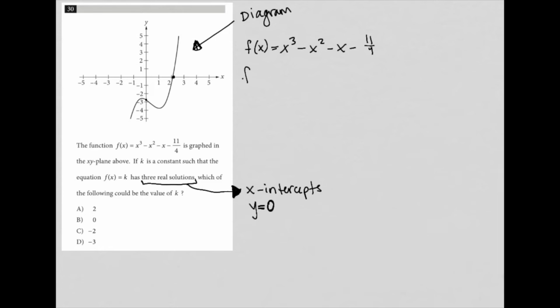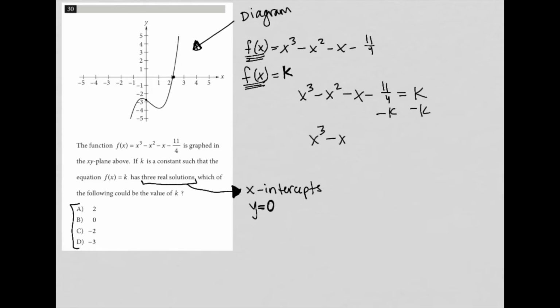But somehow we get this f of x equals k business, k being a constant. Which of the following could be the value of k? Okay, then we have all these options for k. So what's the connection between these two things? Well, they both say f of x. Anytime I see that, I think substitution, right? So I could rewrite this as x cubed minus x squared minus x minus 11 fourths is equal to k. And in doing so, I would want to subtract k from both sides to make it equal to 0.